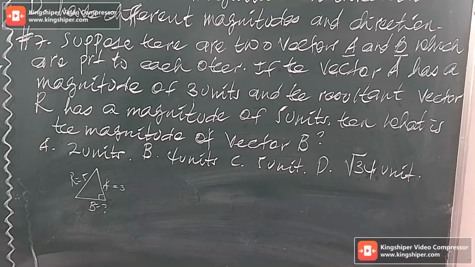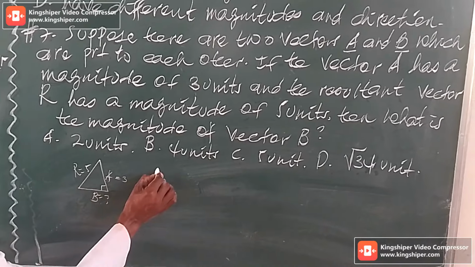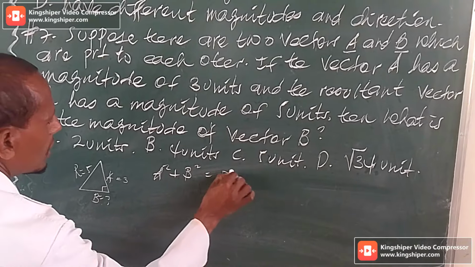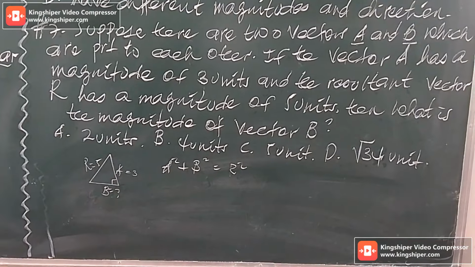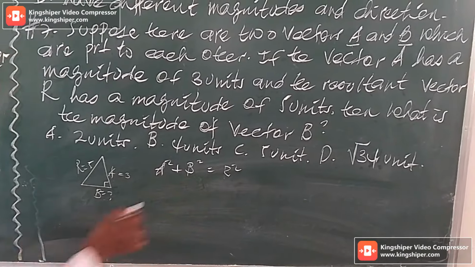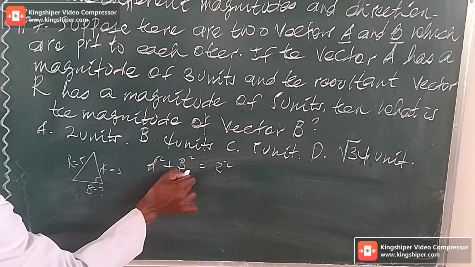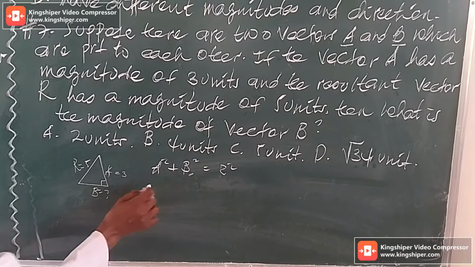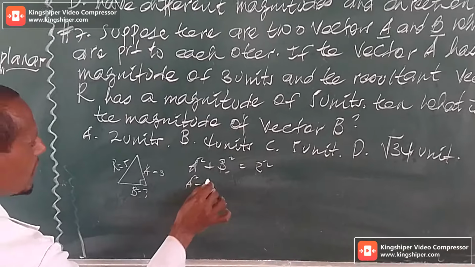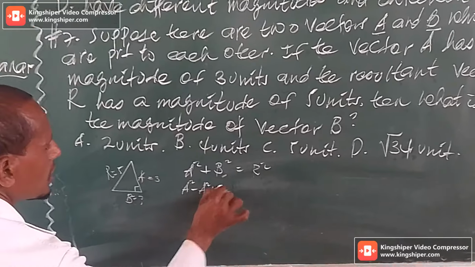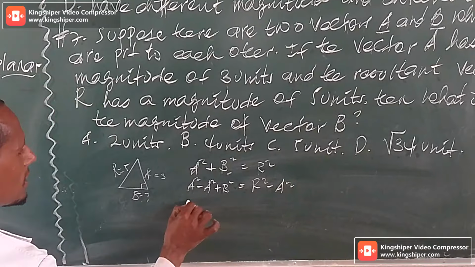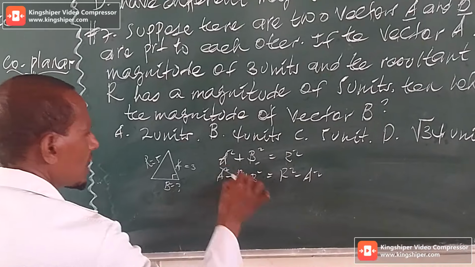According to the Pythagoras theorem, for this question, we have to use A squared plus B squared equals R squared. From the given information, the value of A is given, and the value of R is given. B is our subject matter. To eliminate this one, we have to subtract A squared: A squared minus A squared plus B squared equals R squared minus A squared. Let's insert the given values. This is positive, this is negative, they cancel each other.